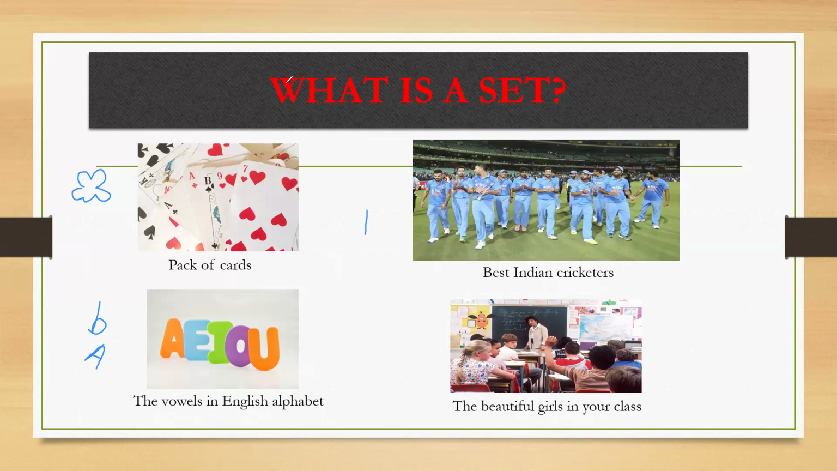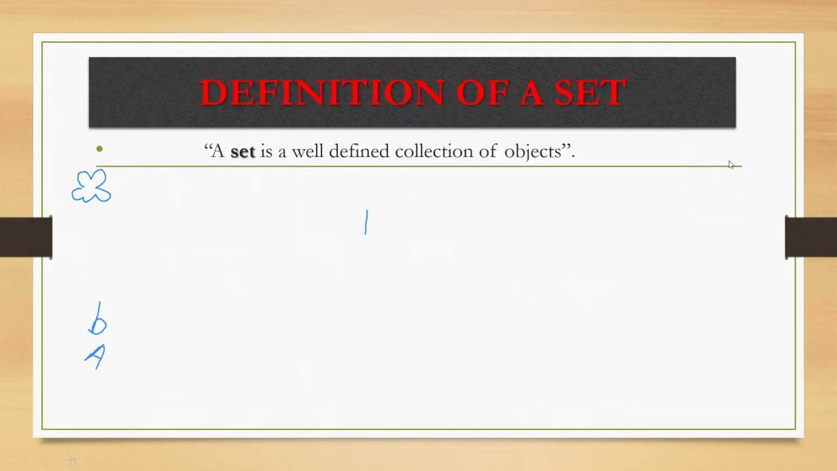So now we are in a position to give the definition of a set. So here is the definition. Let me erase all these things. Okay. So what is meant by a set? A set is a well-defined collection of objects. So here the term to be stressed is well defined. Well defined means we are able to say whether a particular object belongs to that collection or not.